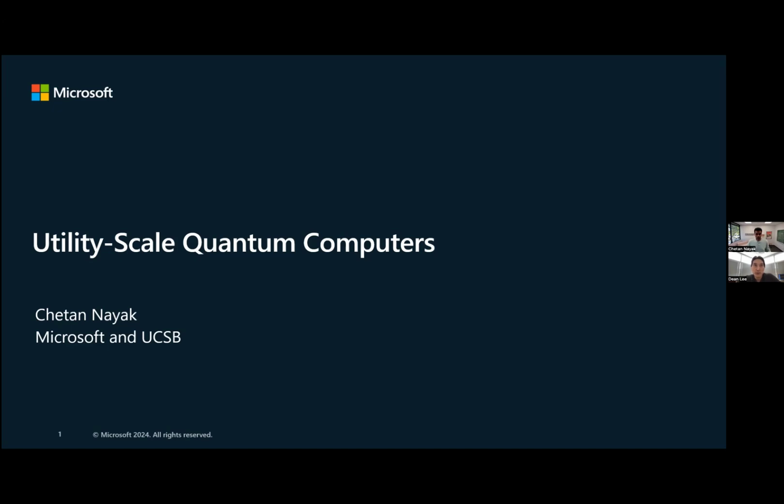Today, we have the great pleasure of presenting a public lecture by Professor Chetan Nayak entitled Utility Scale Quantum Computers. Professor Nayak is an American physicist and distinguished professor specializing in condensed matter physics and quantum computing. He is a fellow of the American Physical Society. He is currently a technical fellow at Microsoft and a professor of physics at the University of California, Santa Barbara. His research focuses on topological phases of matter, high-temperature superconductivity, the quantum Hall effect, and periodically driven quantum systems. Professor Nayak leads quantum hardware development at Microsoft.